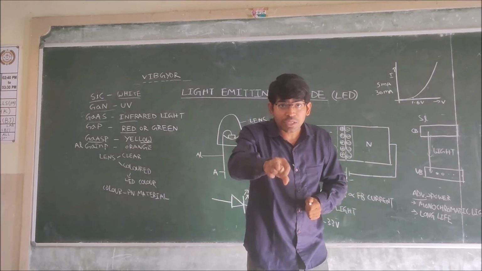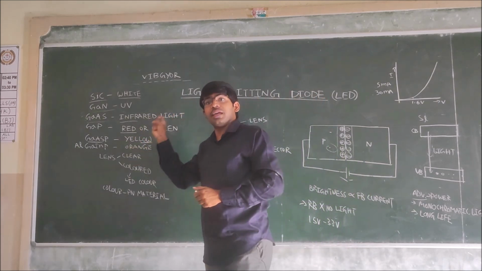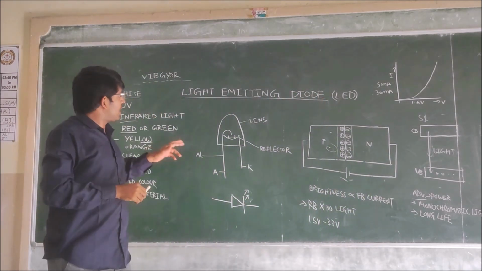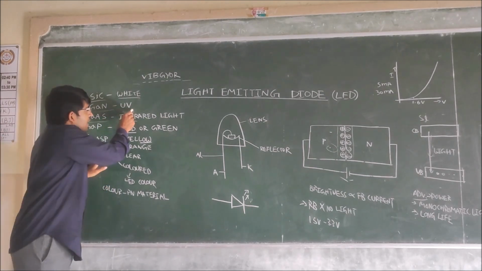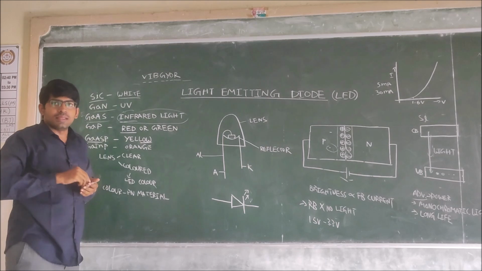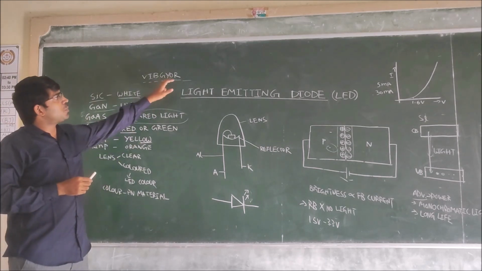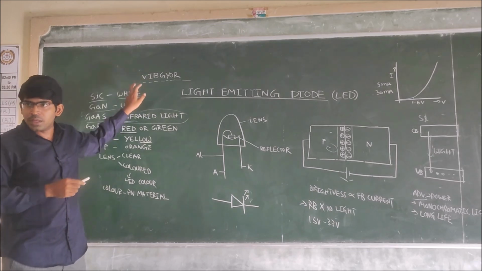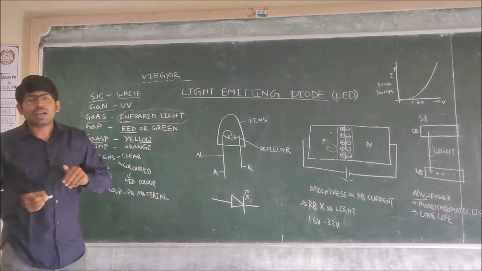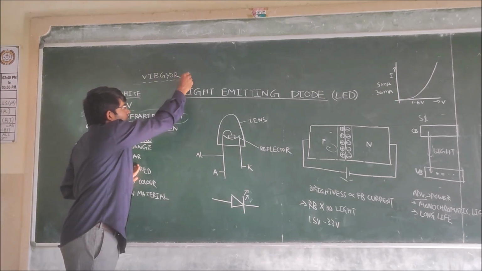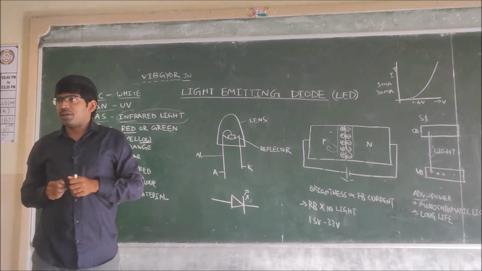We have captured this principle, and based on the material, if we are using gallium arsenide, it is giving some light. This is called infrared light. This light we cannot see with our eyes. This is the visible spectrum of the light. If we use any light below the red, then we are calling that the infrared light. We use our TV remotes to operate with the infrared light.